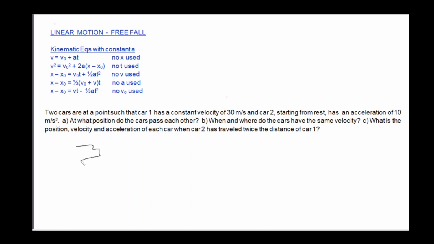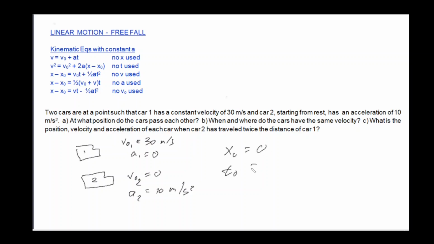So here's car 1, here's car 2, and we're given that car 1 has an initial velocity of 30 meters per second, and its acceleration is 0. And car 2 has an initial velocity of 0 because it starts from rest, and an acceleration of 10 meters per second squared. And we're going to assume that the initial position the cars start at, x0, is 0 and the time is 0.